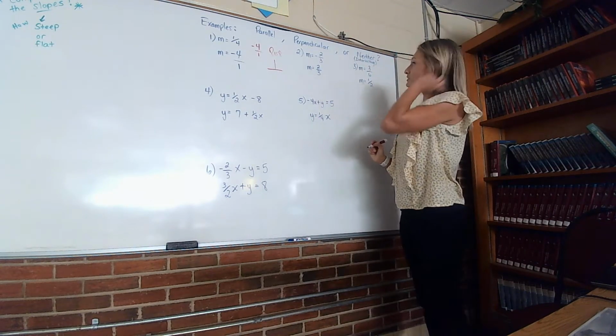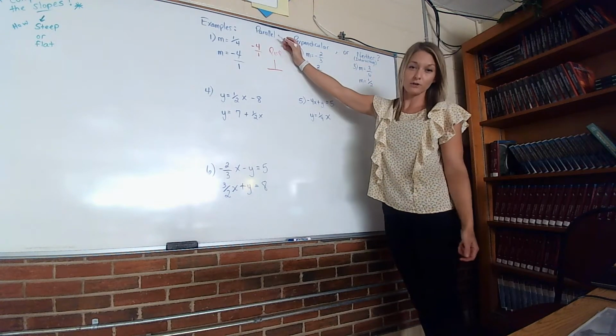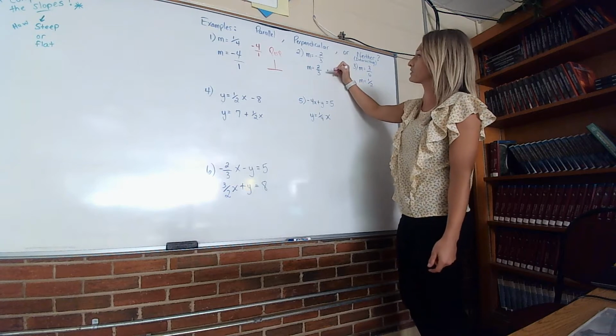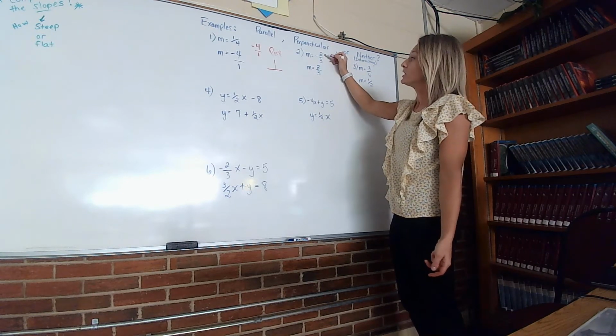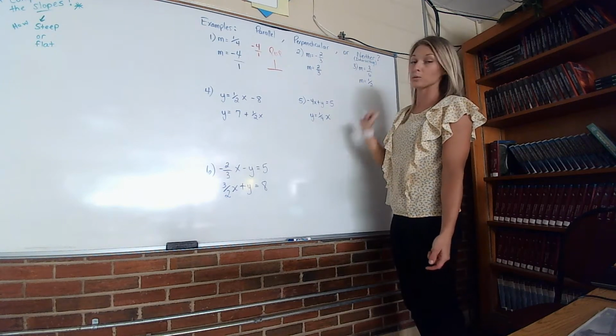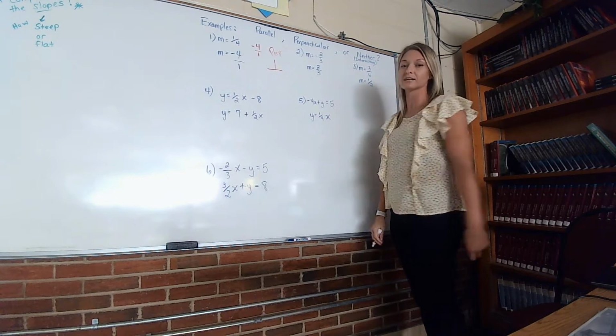So those are perpendicular. Well, what about number 2? I'm going to check for parallel first, just because it's easier to do that. So if I check for parallel, they have to be exactly the same. Well, they're both 2/3, but notice this one has a negative and that one doesn't. So that means that those are not parallel because they're not exactly the same.